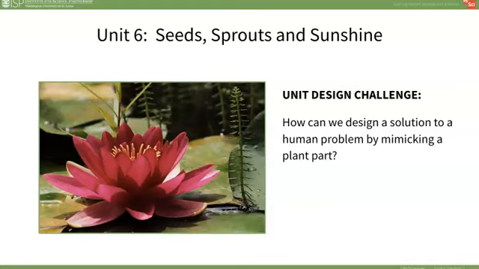Begin by introducing students to the unit topic, Seeds, Sprouts, and Sunshine. Tell students, by the end of our unit, we are going to answer the question, how can we design a solution to a human problem by mimicking a plant part? What do you think we need to know in order to be able to meet this design challenge? What questions do you have?